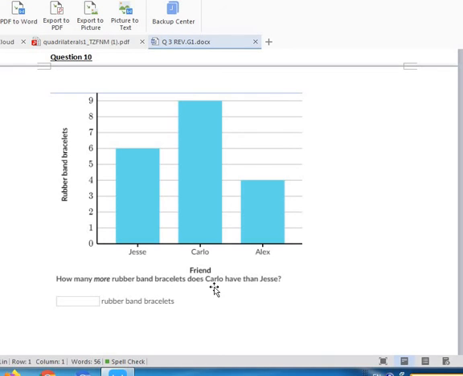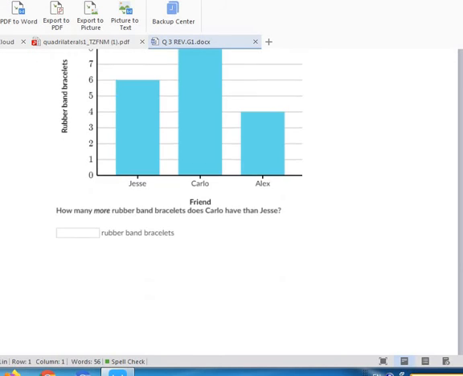More than, here I am comparing. When I compare between two things, I do what? I make a subtraction. It's written more, but it's also written than. So I'm comparing between the bracelets Carlo has and Jessie has. Carlo has 9, Jessie has 6. So 9 minus 6 will give me 3 bracelets. So Carlo has 3 bracelets more than Jessie.